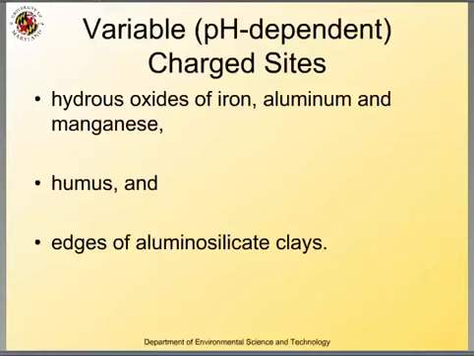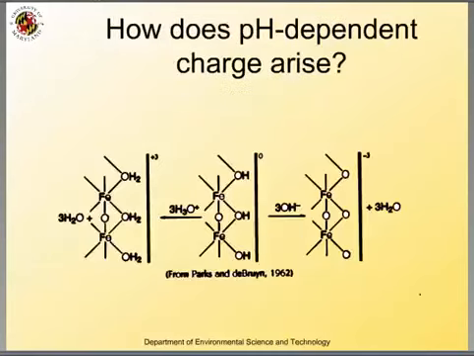That's where the variable charge can develop. And it's a very different mechanism. Isomorphic substitution is when one thing substitutes for another while that mineral is forming. This is happening all the time, and it's happening as a function of the pH of the soil solution, because that's the environment these minerals are bathed in, the soil solution.